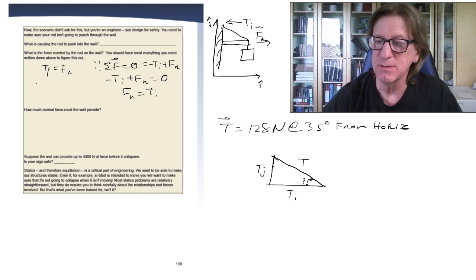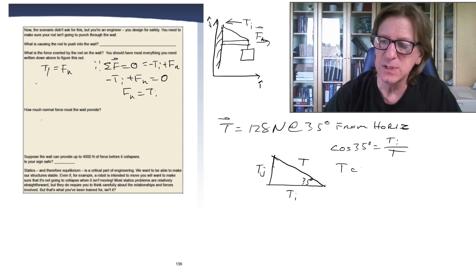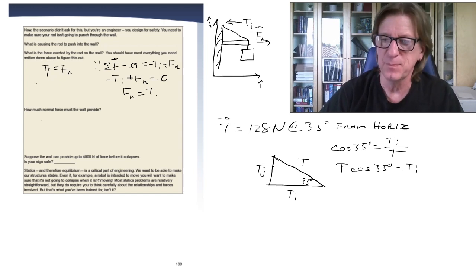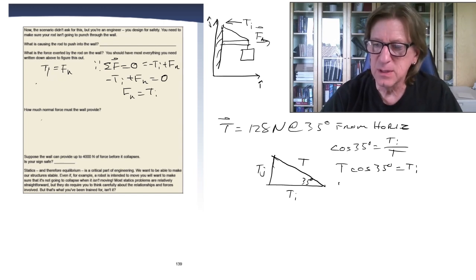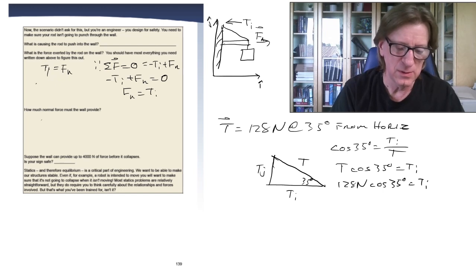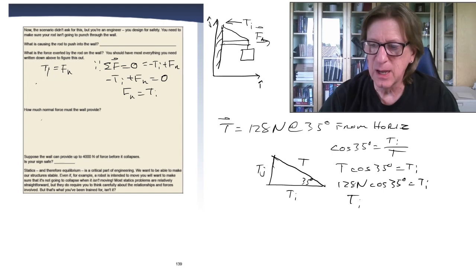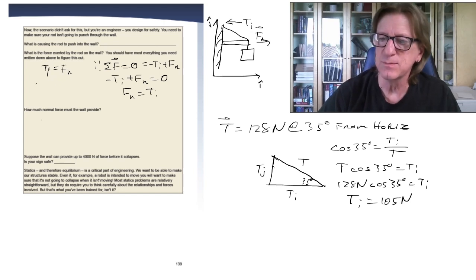Well, I'm just going to take the cosine here since I already have my T vector. So cosine is the adjacent, so cosine 35 degrees is going to equal my adjacent, which is Ti, divided by my hypotenuse, which is T. So T cosine 35 is going to equal Ti. Let's put that in your calculator and find out. So T is 128 newtons times the cosine of 35 degrees. So 128 times cosine 35, and we get that Ti is equal to 105 newtons.